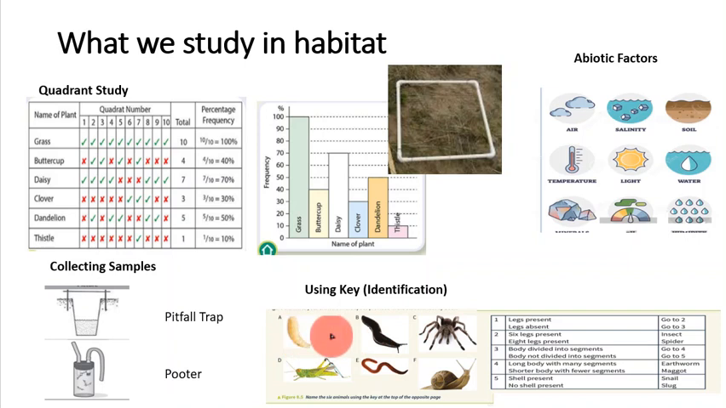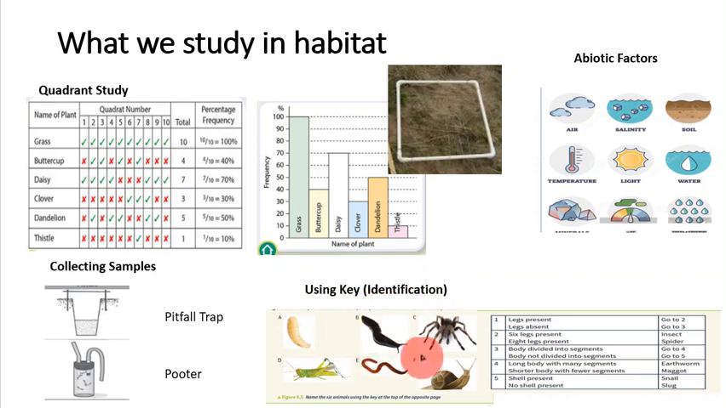So what you can do is take samples of your organisms. You can catch them if they are animals, or if they're plants, you can take samples of their leaves. Then you can use what's known as a key to identify those particular organisms. We look in class at how you particularly use a key.